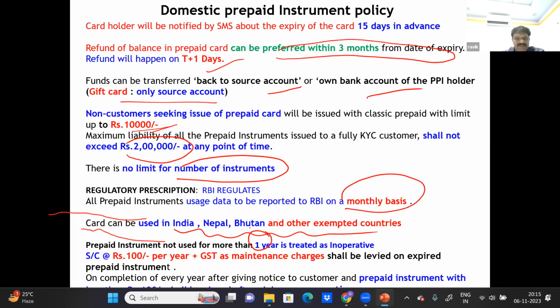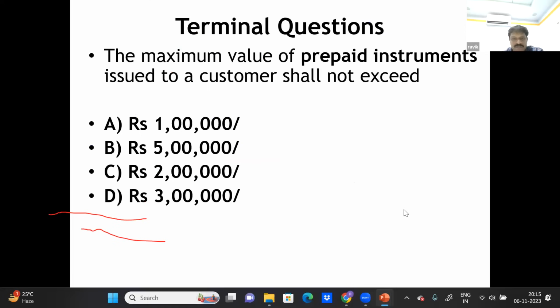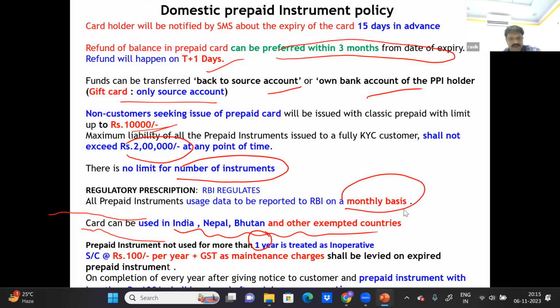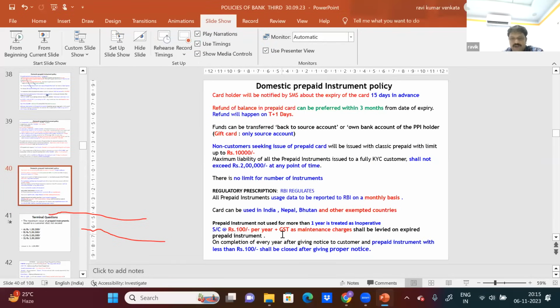And remember, a service charge of 100 rupees plus GST shall be levied on expired prepaid instruments. If they come for next renewal, we will take a penalty of 100 rupees from him. Service charge of 100 rupees plus GST will be levied on expired credit card.